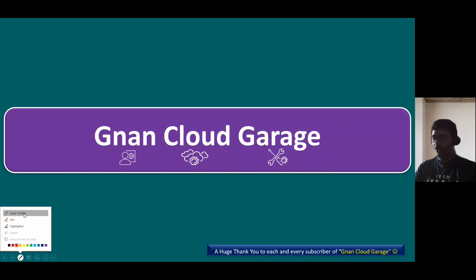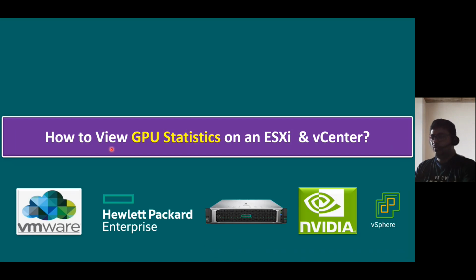In this session, I'm going to talk about how to view GPU (graphics processing unit) statistics on an ESXi and vCenter server. In our live demo environment, we are using VMware ESXi and vCenter, and we are also using a Hewlett Packard Enterprise HPE DL server, and an NVIDIA A100 GPU with 40 GB memory. Let's log into our vSphere environment first.